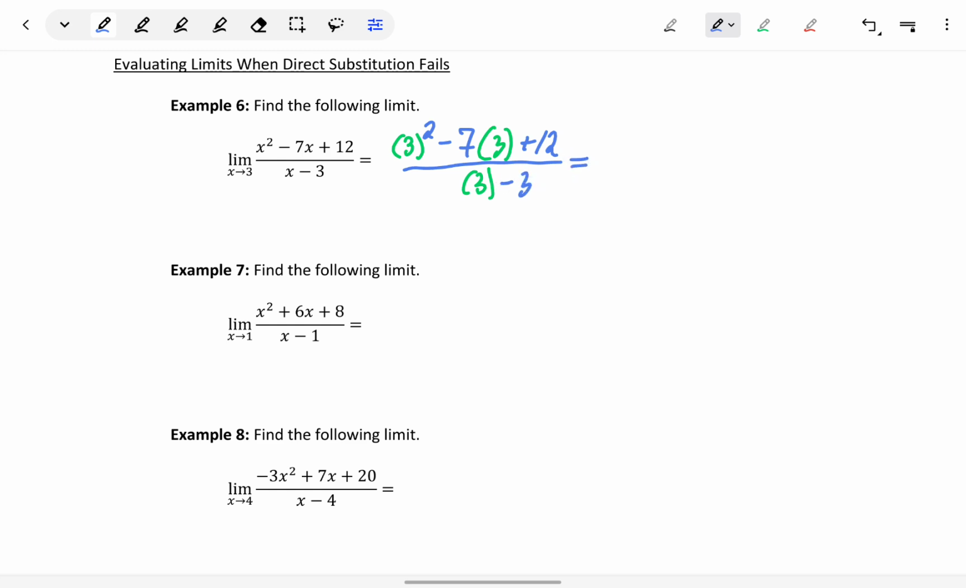And then if we evaluate this, we'll end up with 0 divided by 0. And the concerning part is that we have this 0 in the denominator. We can't divide by 0.